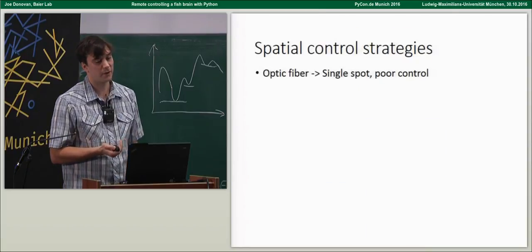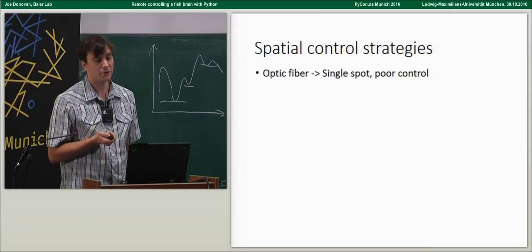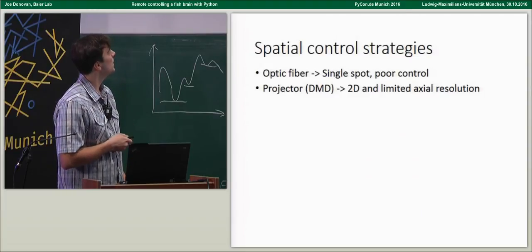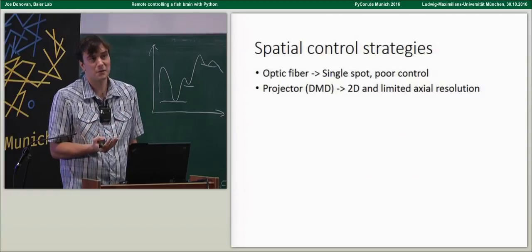So how can you get more specific? With an optic fiber, you don't have very good control. You can use a projector, actually very, very similar to what's right here, but that's only in 2 dimensions, and the brain is not a 2-dimensional structure.